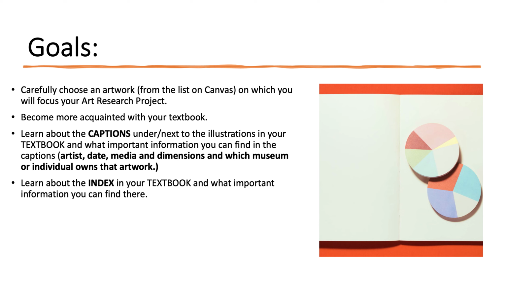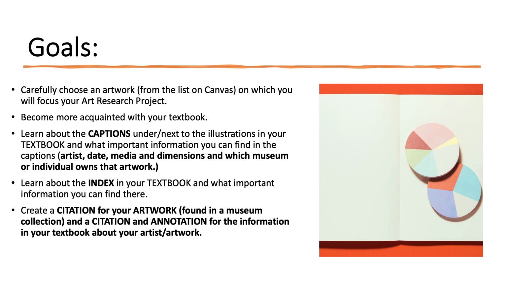You will also learn about the index in your textbook and what important information you can find there. And you will create a citation for your artwork, which is found in a museum collection, and a citation and annotation for the information in your textbook about your artist and artwork. And we're going to break this down carefully. And then you're going to reflect on the reasons you chose that particular artwork.